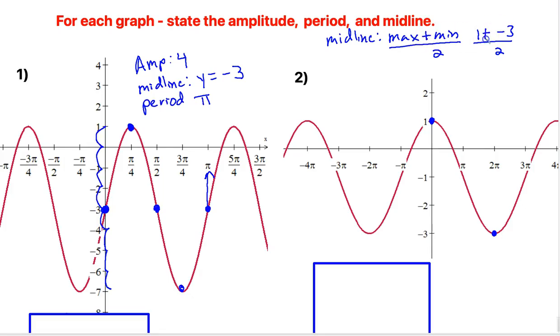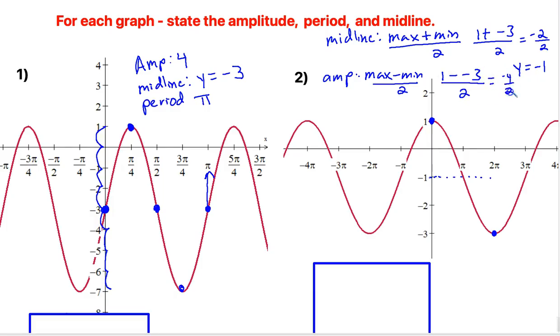I'll do it the other way. Plus 1 plus -3 divided by 2 would be -2 divided by 2, which is y equals -1, and that is indeed the middle. And then the amplitude, we're going to do the max minus the min divided by 2. 1 minus -3 divided by 2 is 4 divided by 2, and we have an amplitude of 2.